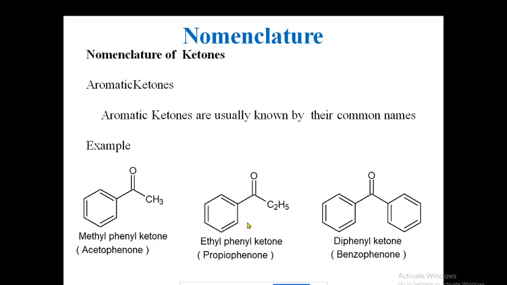Okay. Next one, here is the ethyl group, here is the phenyl group. So ethyl phenyl ketone, and its common name is propiophenone also. And lastly, we have taken two phenyl rings attached to the carbonyl. So as there are two phenyl rings, it becomes diphenyl ketone and its other name or market name is benzophenone. Okay. So in this way, you can give names to the ketones.